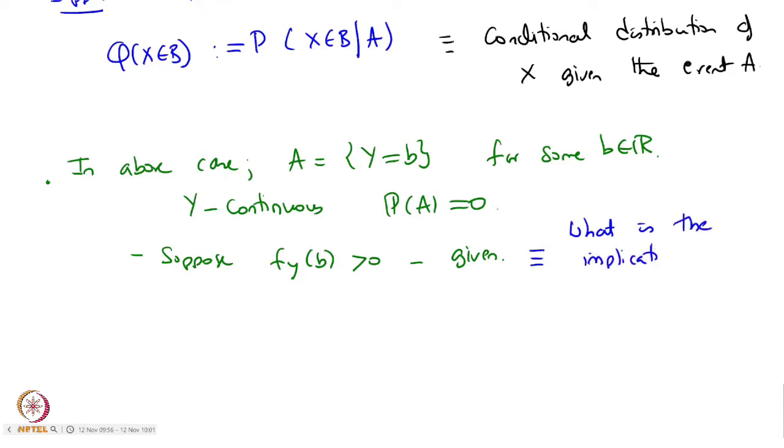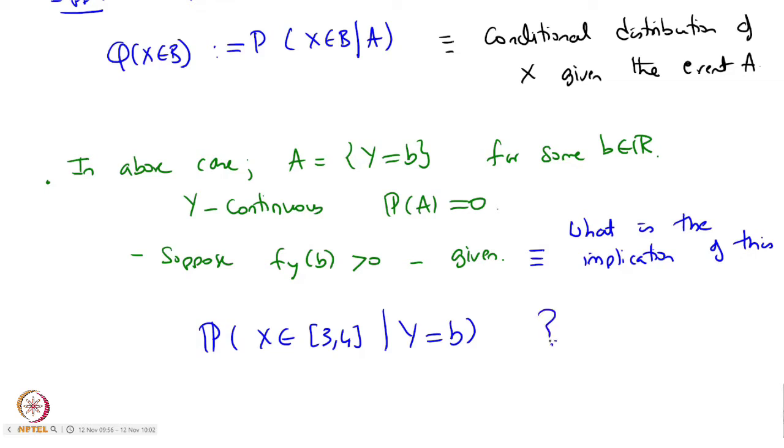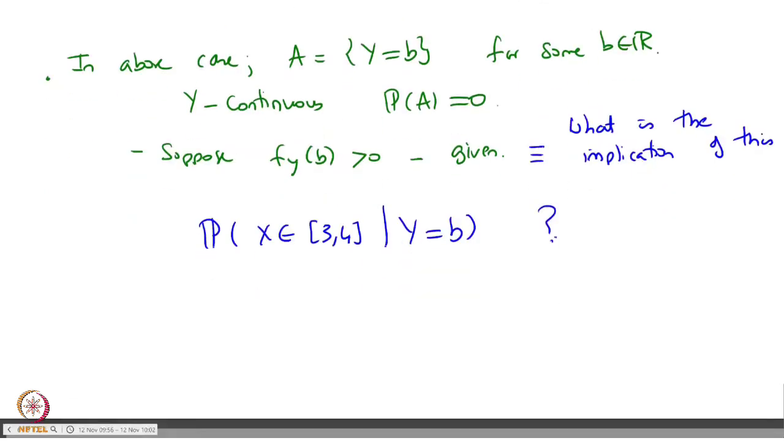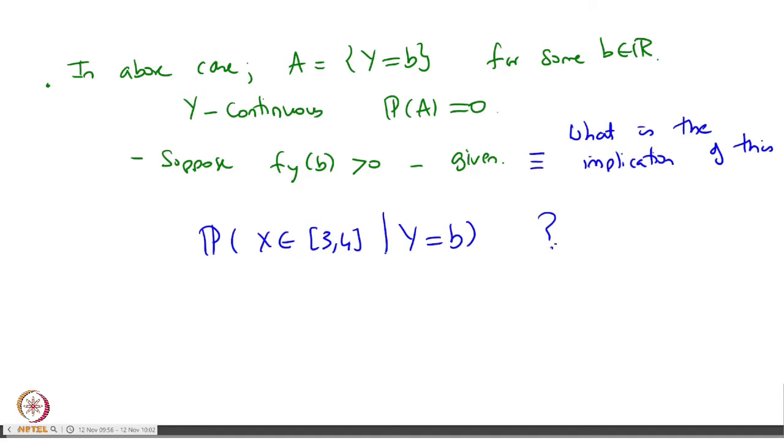Suppose I want the chance that X is in the interval 3, 4, given Y is equal to 2. I have a probability-zero event, but can I somehow define this probability that X is in 3, 4, given that Y is equal to 2? Is this a possibility? I will do some heuristics, here in green.